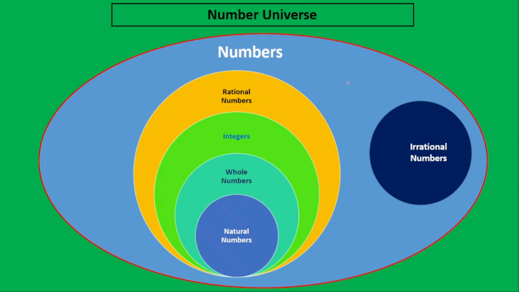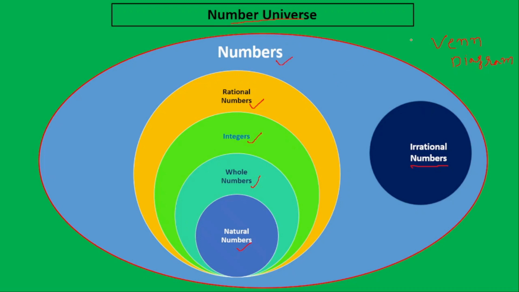Number universe. Like our universe is also of oval shape, I represented it like an oval shape. So it's a set. Number is a universal set. Other sets like irrational, rational, integer, whole, natural, all are subsets. So it's a Venn diagram representation of number system. In a Venn diagram, a universal set is there, then further subsets are present.